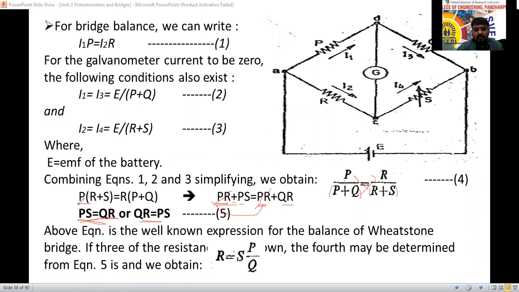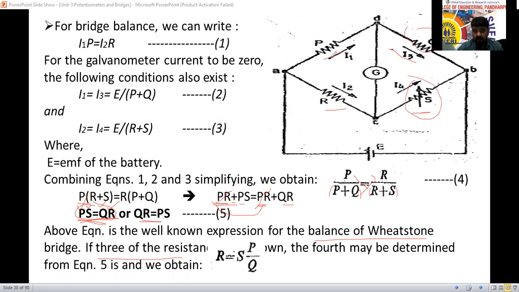So this is one resistance, this is one resistance, this is one resistance. All four resistances it consists of. How many resistances are in this circuit? Four resistances. So what we can write? This is the well-known expression for the balance of the Wheatstone bridge. This is the equation for the balanced bridge. If three of the resistances, P, Q, and R, are known, then S we can identify by using this.